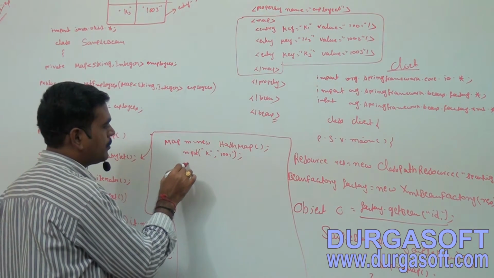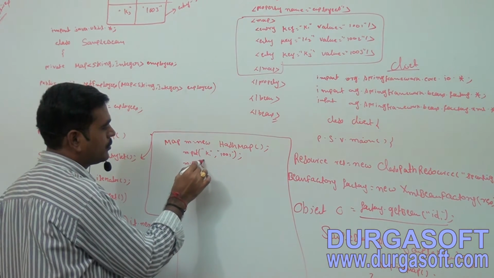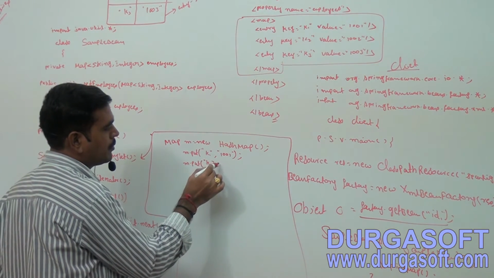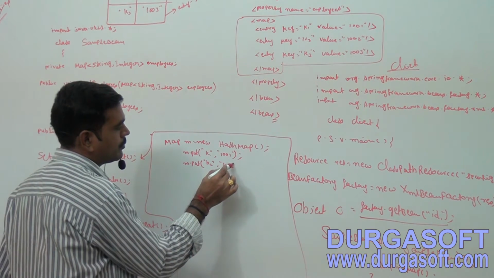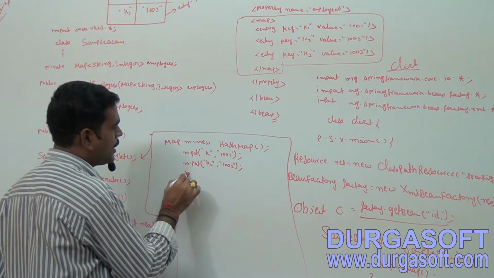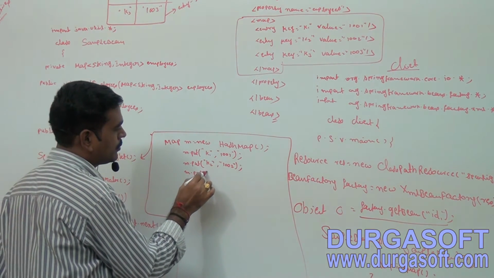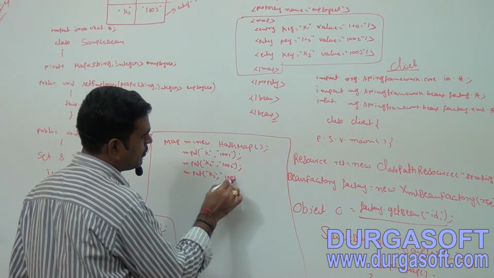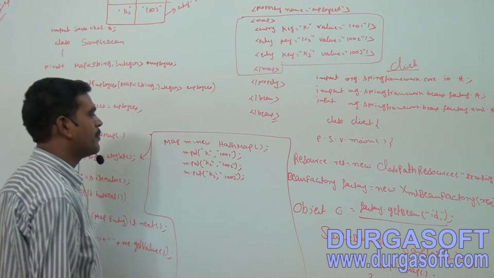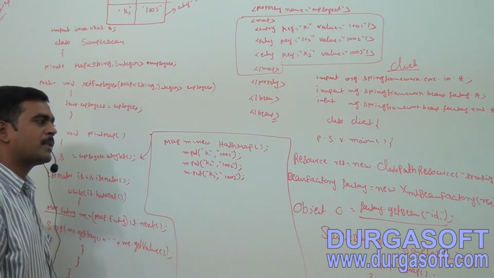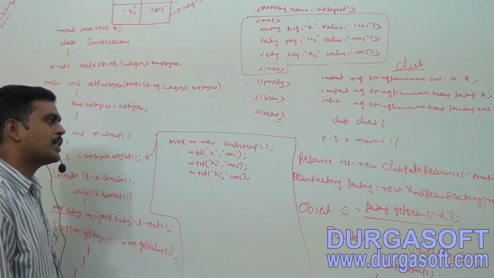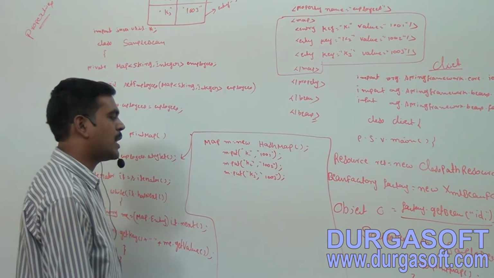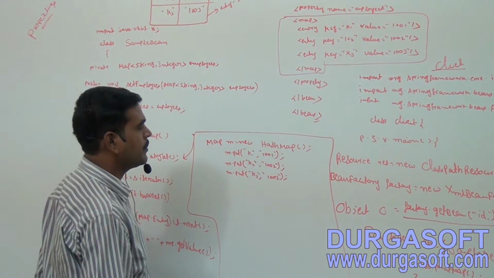m dot put k2, 1002. m dot put k3, 1003. Like this, the map object is going to be created and the values are going to be stored into the map.